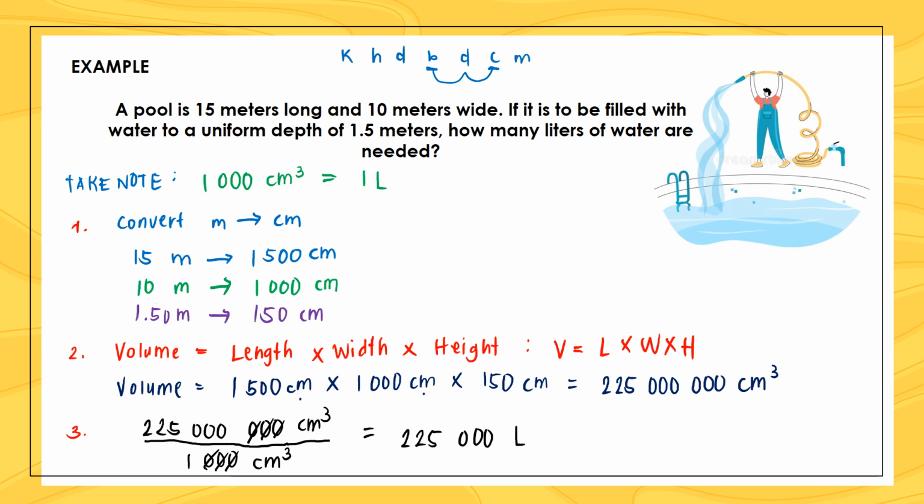Okay, so you need a lot of water to fill up a pool. This wide, no? This long. So you need 225,000 liters. So imagine that capacity.